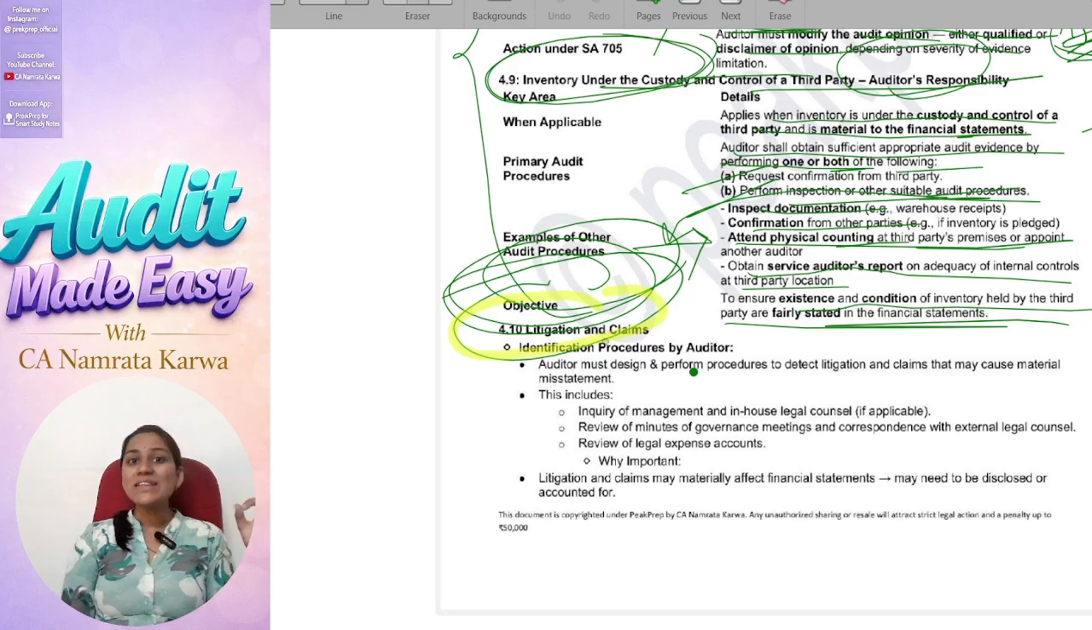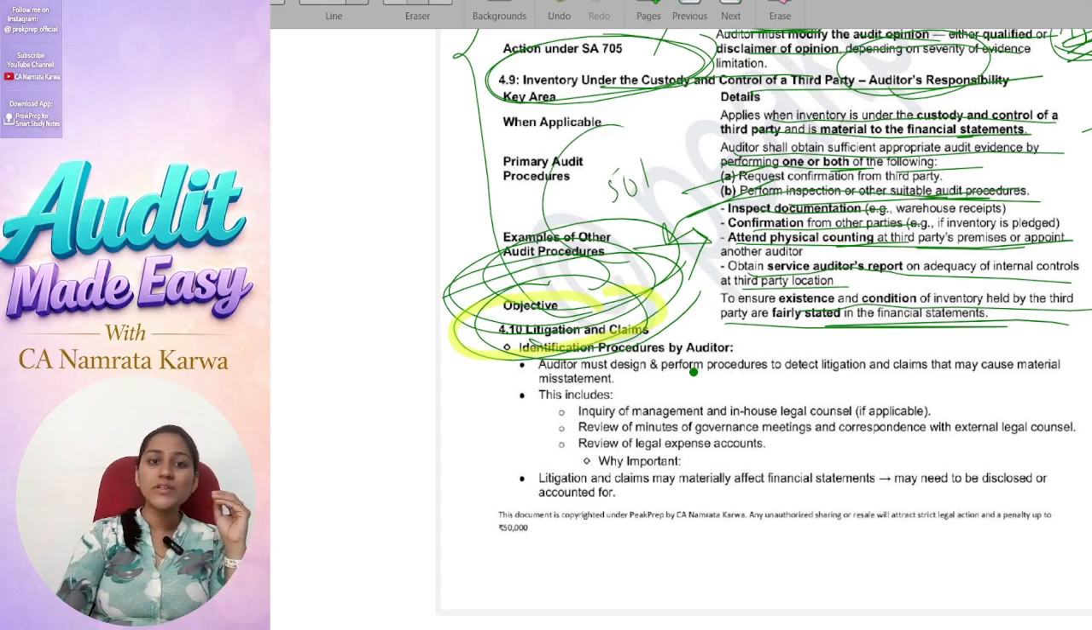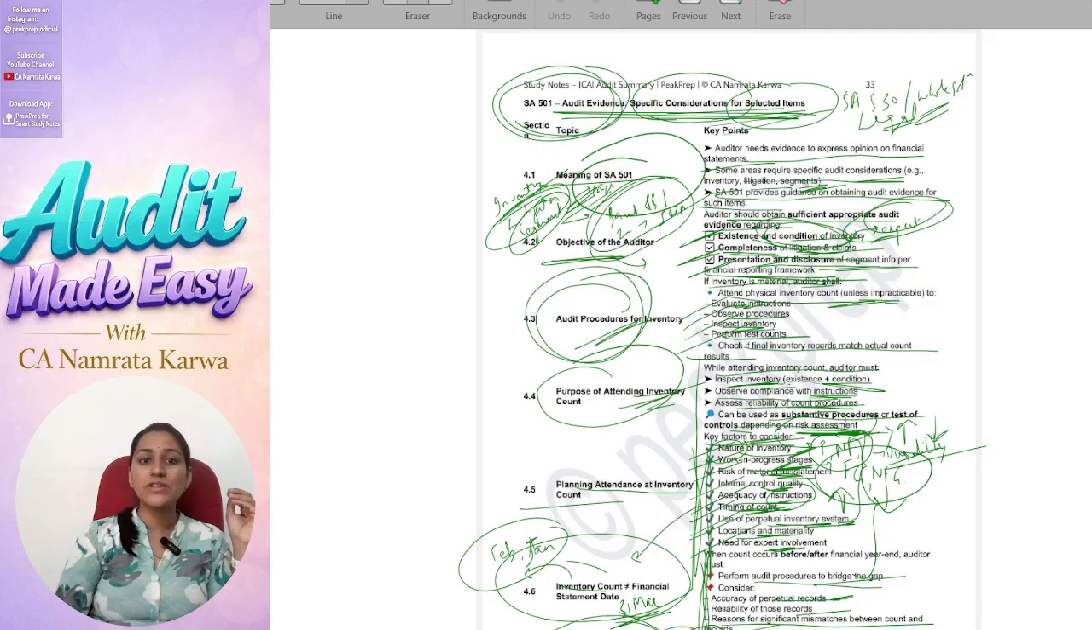Okay, so let's continue with today's topic, which is litigation and claims. And for a quick brush up, what are we studying? We are on SA 501, which is all about special considerations, which is divided in 3 aspects.